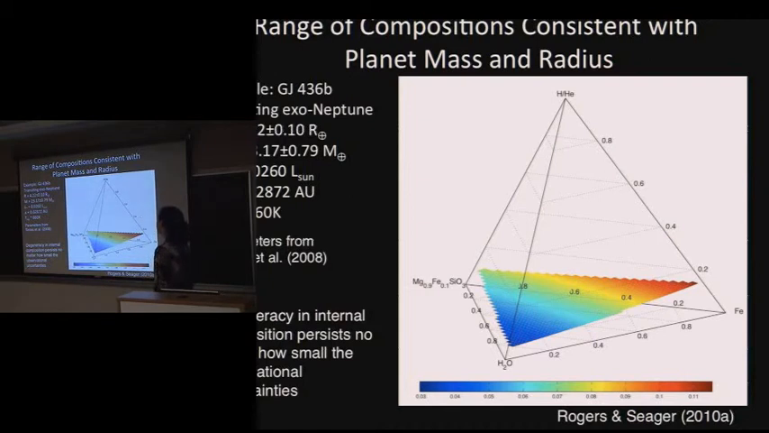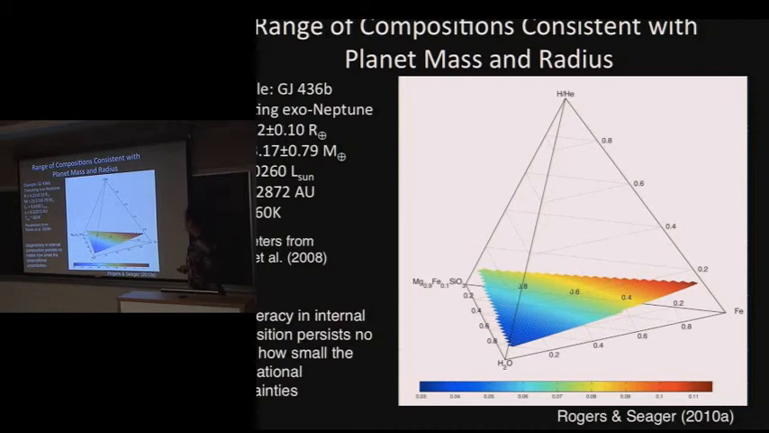So, you don't necessarily have to worry about understanding this diagram for the rest of my presentation. But essentially here I'm showing on a quaternary diagram the range of possible compositions for this one example transiting exo-Neptune, GJ426.